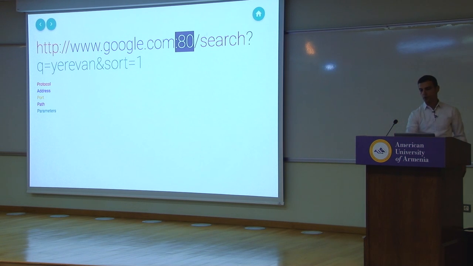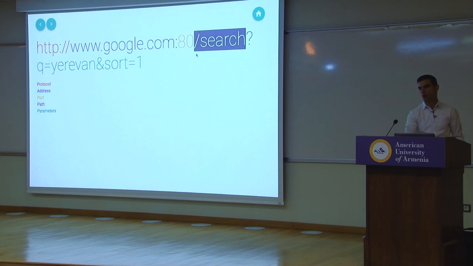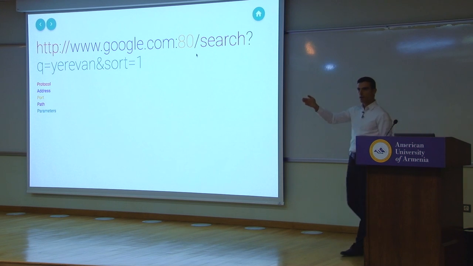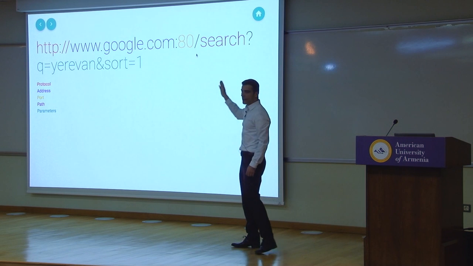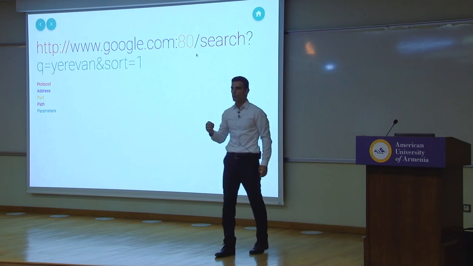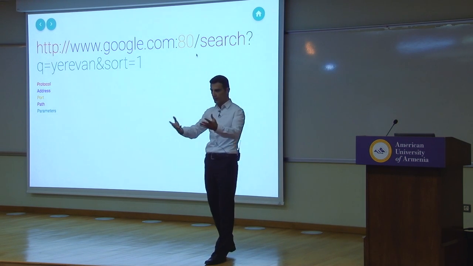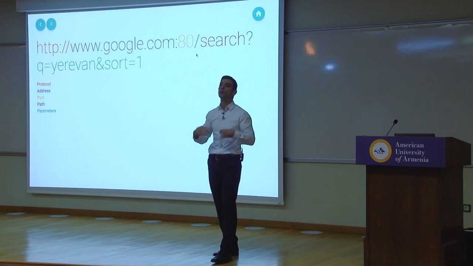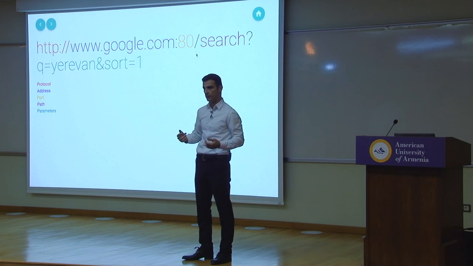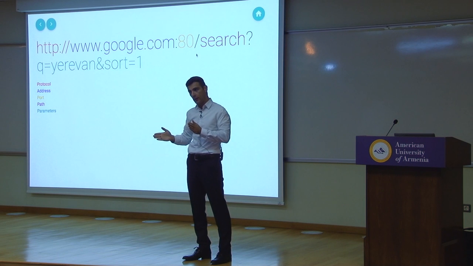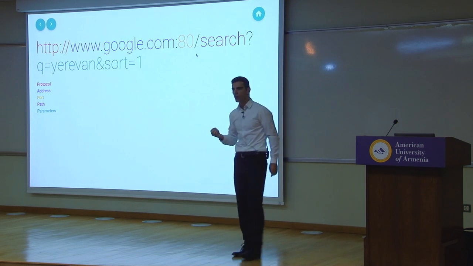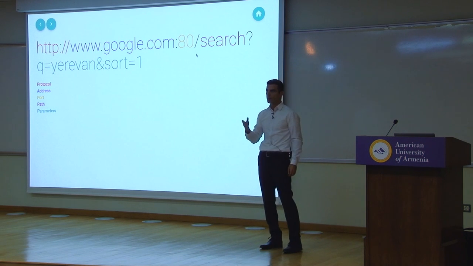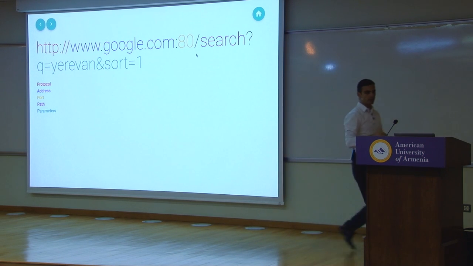Then you can do something like a slash search or a slash something, right? This is a path. Everything beyond 80 is just information for the server or the computer that receives your information to know how to respond to your request. You can have paths. You can also have what are known as arguments. Think of arguments as basically variables with values.